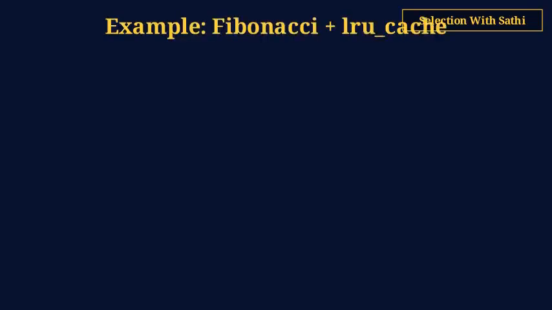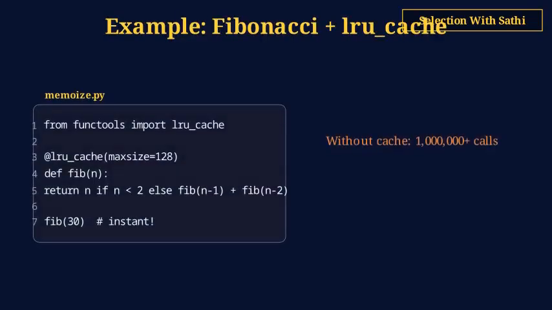The classic example for lru_cache is recursive Fibonacci. Without caching, fib of 30 makes over 1,000,000 redundant calls. Add @lru_cache with maxsize=128 above the function. Now fib of 30 returns 832,040 instantly, each value computed only once. The cache stores previous results and returns them for repeated arguments.